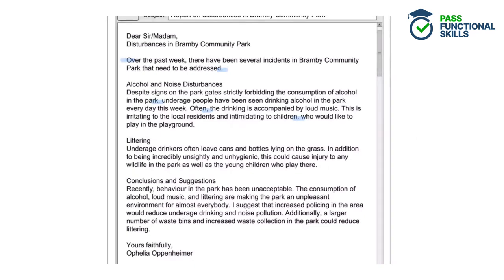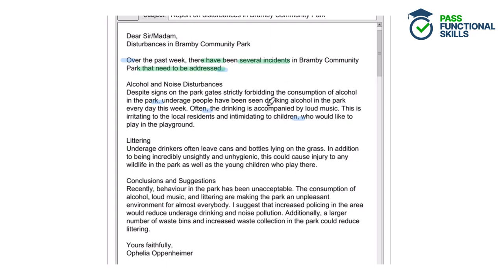Next, let's consider grammar and spelling. So when you're writing your answer, all of your sentences will need to be accurate and make sense on their own. The grammar in this answer is really strong because all of the nouns and verbs match up, so everything makes sense. We've also got the correct use of singular words and plural words. So for example, it says that there have been several incidents that need to be addressed. Now, if we were talking about a single incident, we would say there has been, rather than there have been. There has been an incident that needs to be addressed. So you need to change the verbs in your sentence depending on whether the noun is singular or plural.